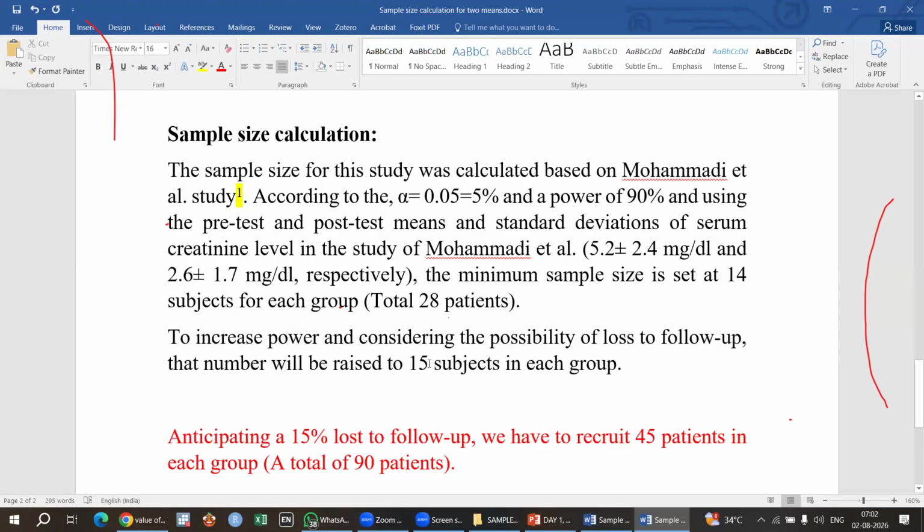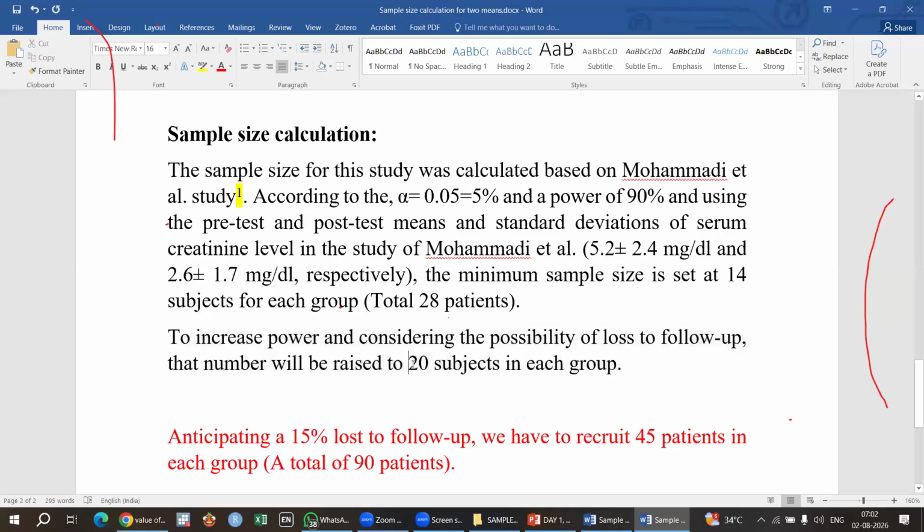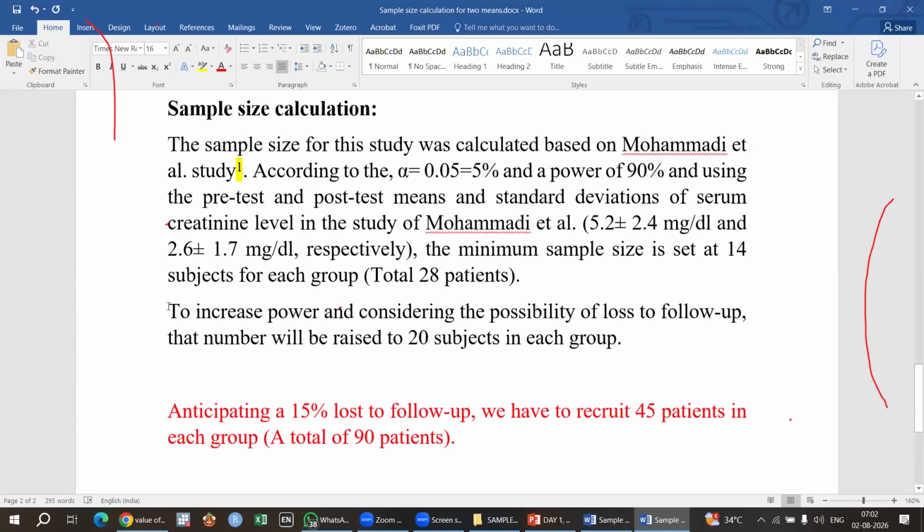Or even we can take 20 also. No problem. If there is feasibility of the participants, we can take 20 subjects in each group. Because if we increase sample size, it will increase our power. Okay. It will increase our validity and reliability also. So we can take according to this.